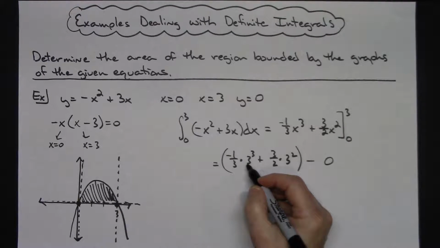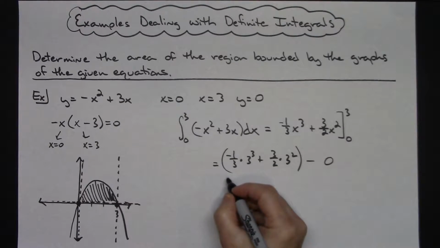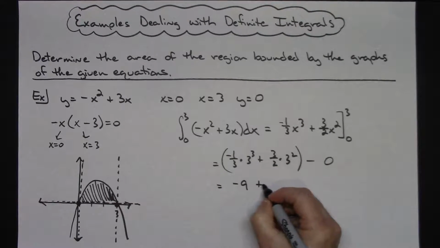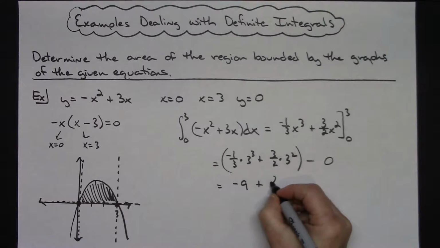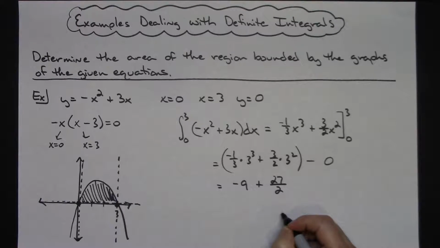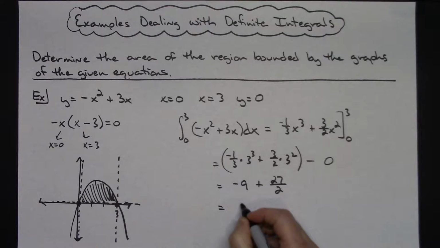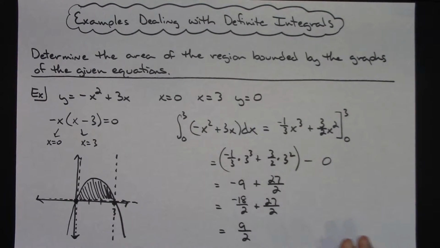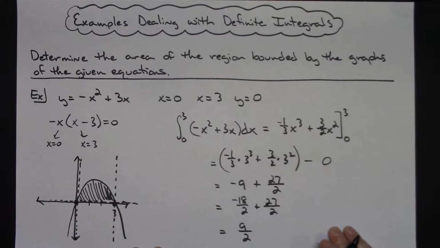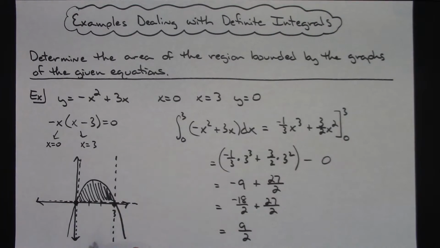So 3 cubed divided by 3 is going to give me a negative 9. And then 3 squared is going to give me a 9 times 3 is 27. That'll give me 27 over 2. And then we can get some common denominators there. That'd give me a negative 18 over 2 plus 27 over 2. And when I subtract there, I'm going to have 9/2. So one little example of how you can determine the area of a region bounded by some graphs: do a little rough sketch, and then work out your definite integral.